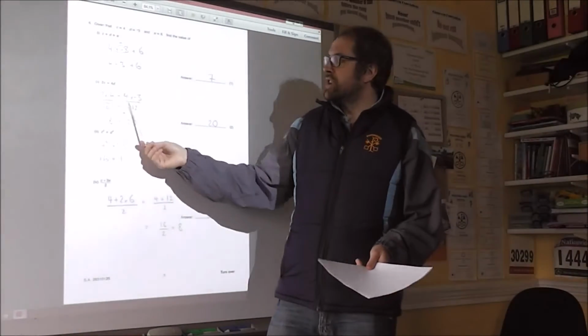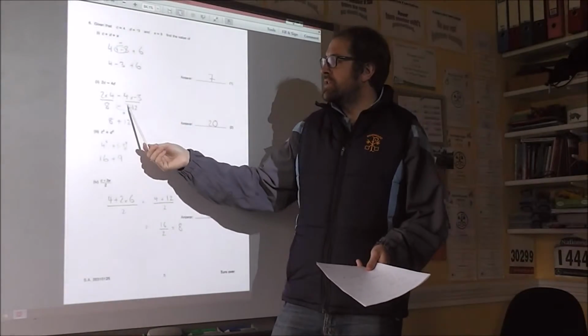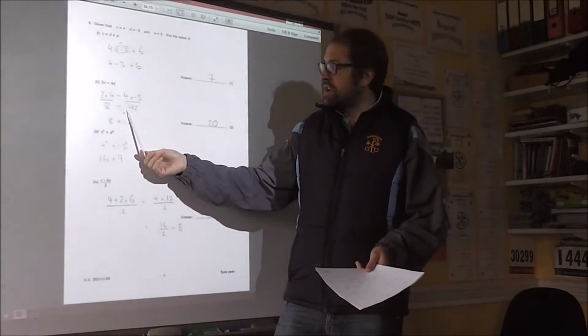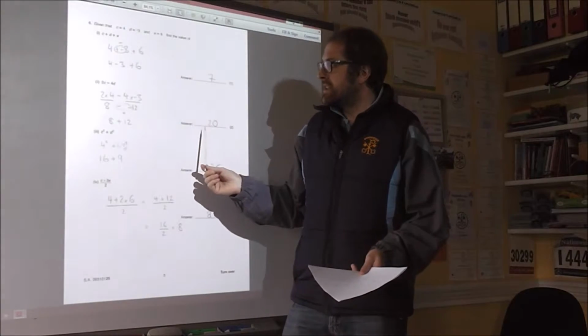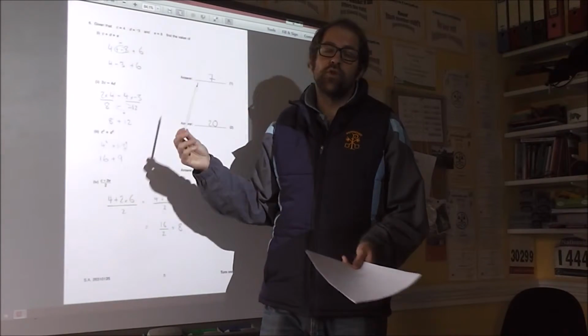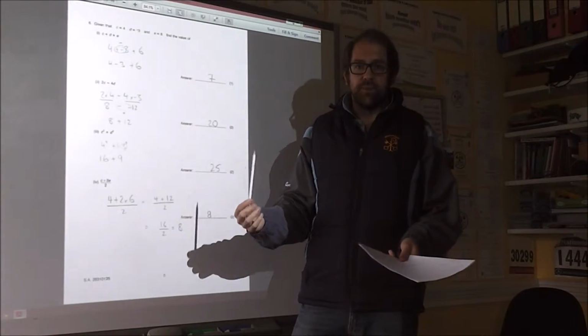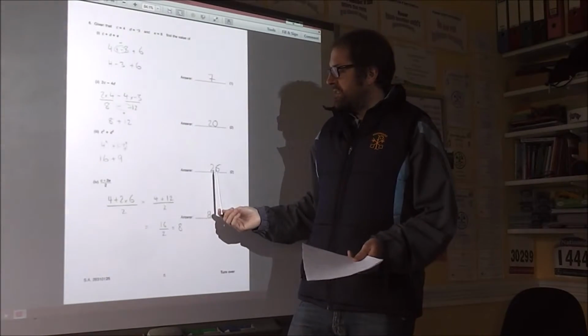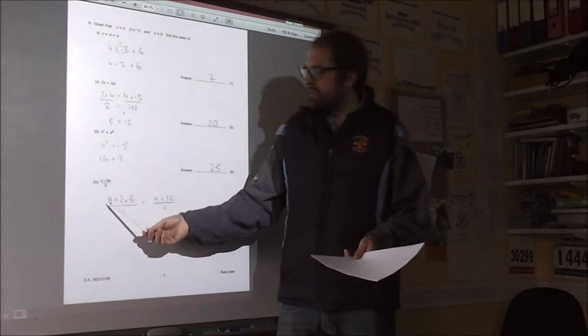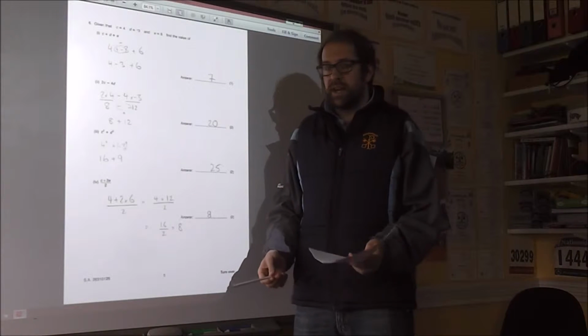On this one, just write it out. Make sure if you take away a negative, you're really adding it. So the answer is 20. And this one, if you square a negative, it becomes a positive. So it's 25. And again, this one, make sure you just work through, use BIDMAS.